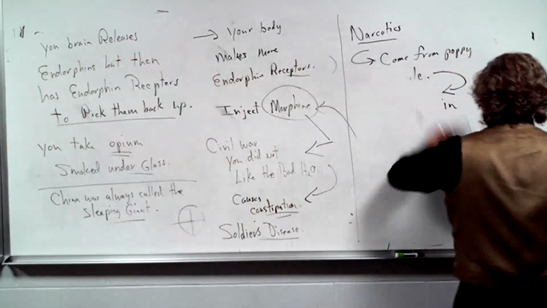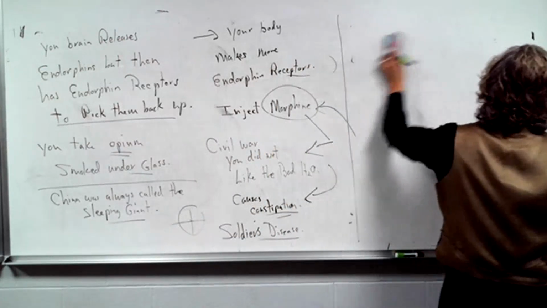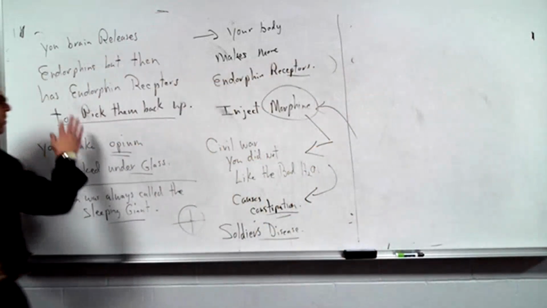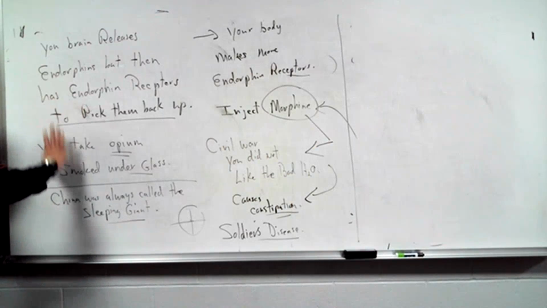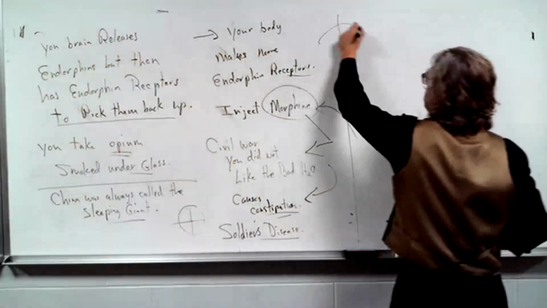So now people are injecting morphine, and the doctors are having trouble with morphine. And it's just a chemical. It's made to look, or it looks just like an endorphin, okay? So your body makes more and more endorphin receptors. Now here's the addiction.